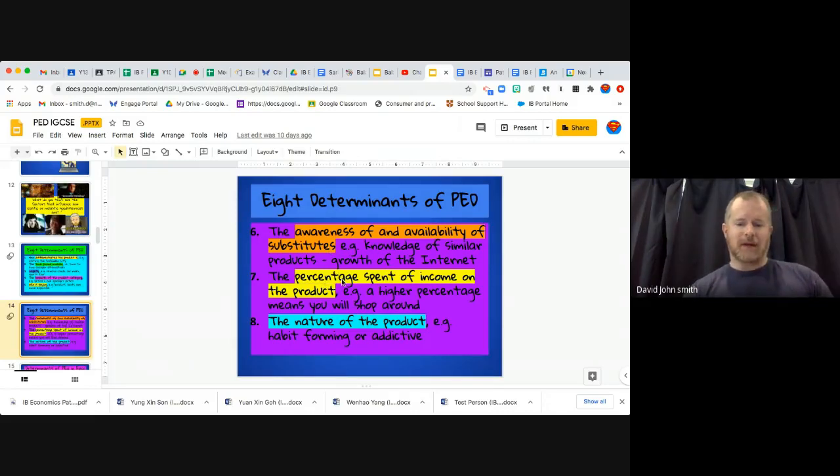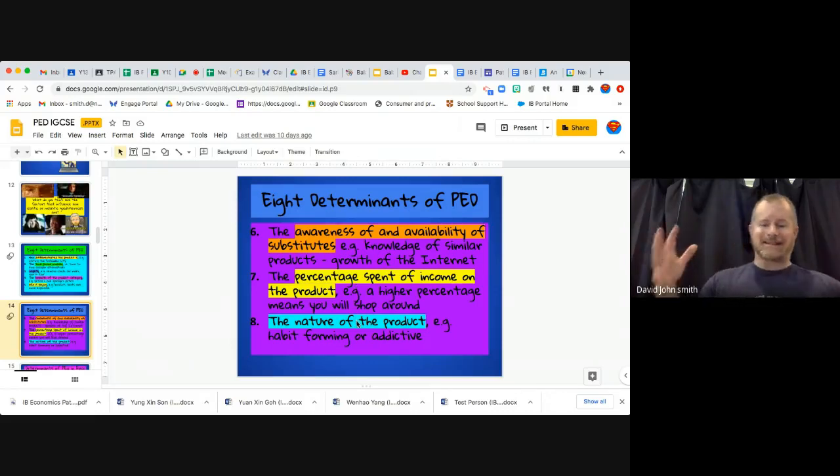And then this one here is about the percentage spent on your income. If you're not spending a lot of money, if it doesn't contribute a lot to your income, right, the spending on it, then you're probably likely to be less elastic, more inelastic with regards to it. Right, you're just going to buy it. You're just going to pay for it, even if it's a 100% price change, but it's only a small amount. Yeah, buy it. And then, of course, the nature of the product itself.